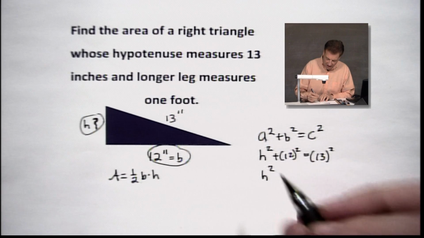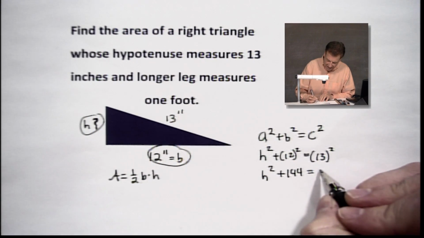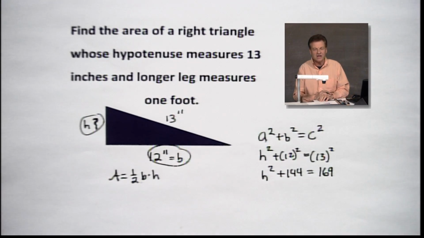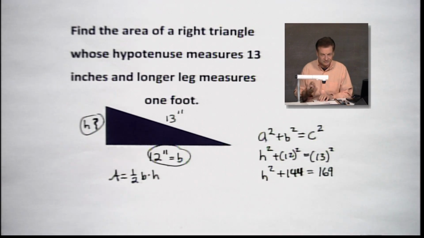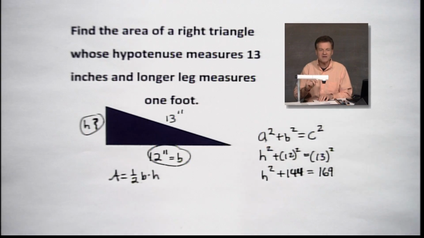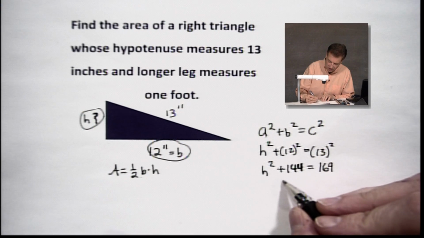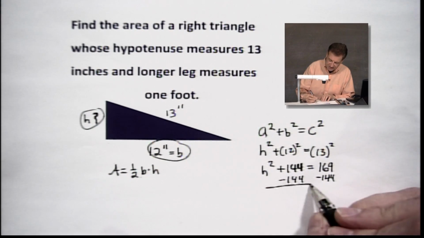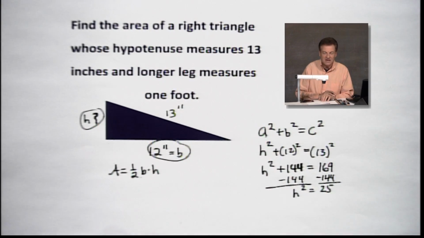We're getting close. Plus 144. That gives us 169 right over there, okay? Now, in that regard, let's do some subtracting because we need to get that H squared by itself. Then we'll take a square root moment on it. So let's do it. Let's see. Subtract 144. And I'm seeing H squared equaling 25.